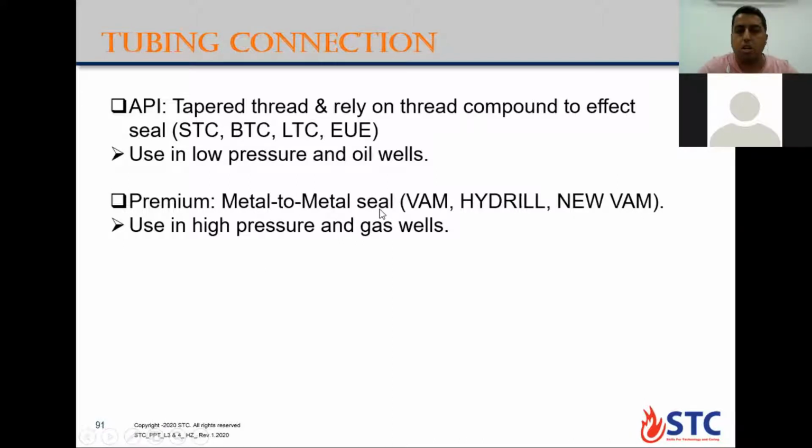That means there is a shoulder or space at the top or the front of the thread, which has the same section inside the box to make a metal to metal seal, like VAM, Hydril, or New VAM. That's why this is good for sealing. That's why it is used especially for gas or high pressure oil wells.